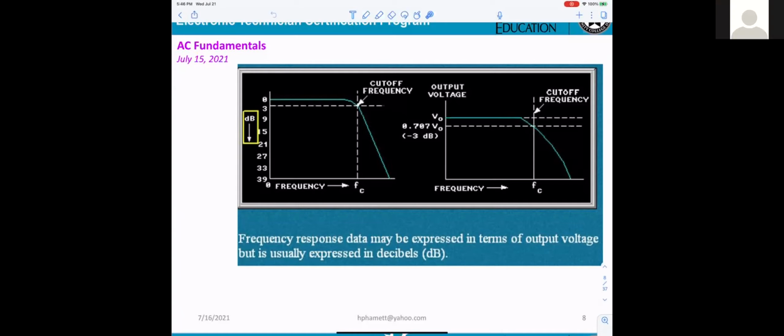Input is out, same as output. Input voltage, same as output voltage. The gain is 1.